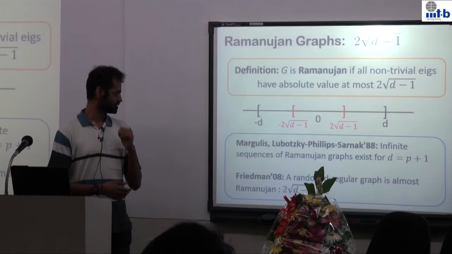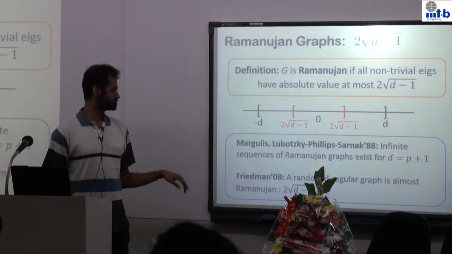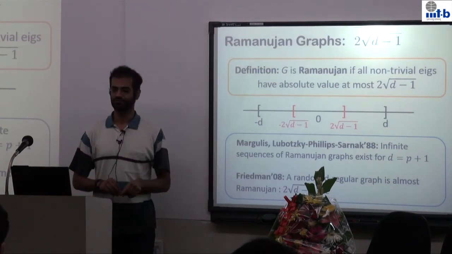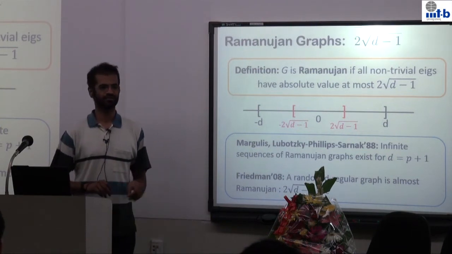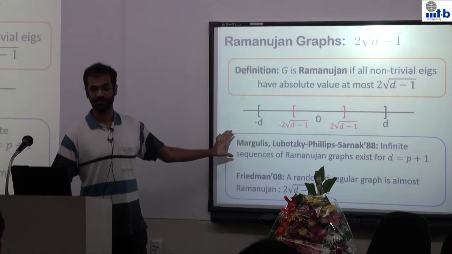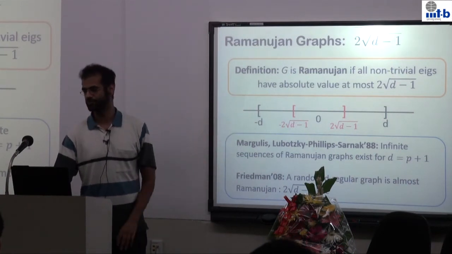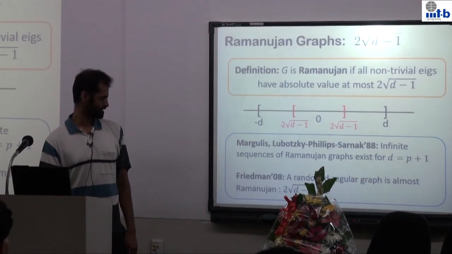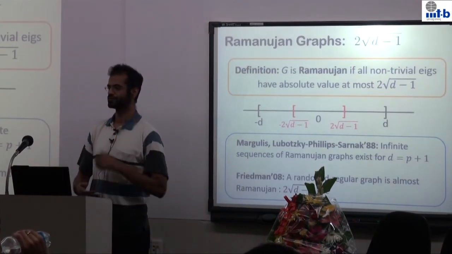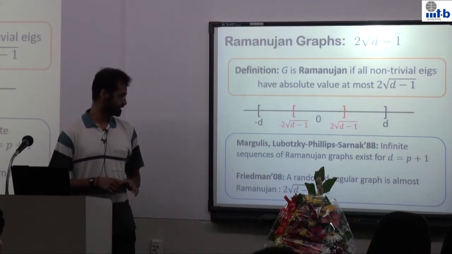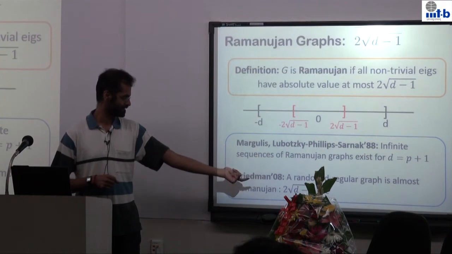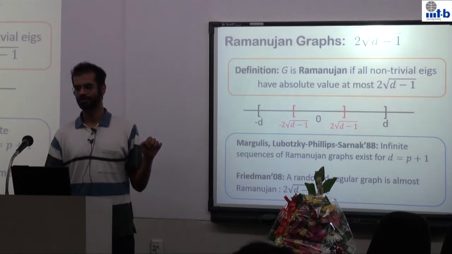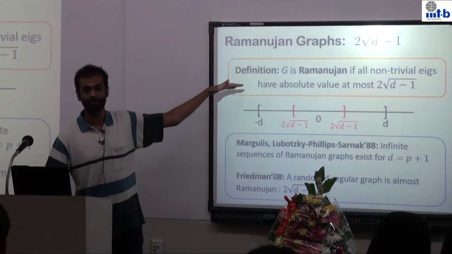There's this beautiful work of Margulis and Lubotzky, Phillips, Sarnak from 1988, who showed that whenever d is equal to p plus 1, where p is a prime number, there's an infinite sequence of Ramanujan graphs of degree d. I'll say a little bit more about that in a moment, but they gave an explicit example of graphs that actually meet this bound. So it's tight. And more recently, and somehow more generically, Friedman showed that if you take a random d-regular graph, so if you just take a union of d random matchings, then it's almost Ramanujan. What that means is that its eigenvalues lie in the interval 2 square root d minus 1 plus epsilon, where epsilon is something very small. But I'm actually interested in exactly Ramanujan. I'm interested in getting exactly this bound.